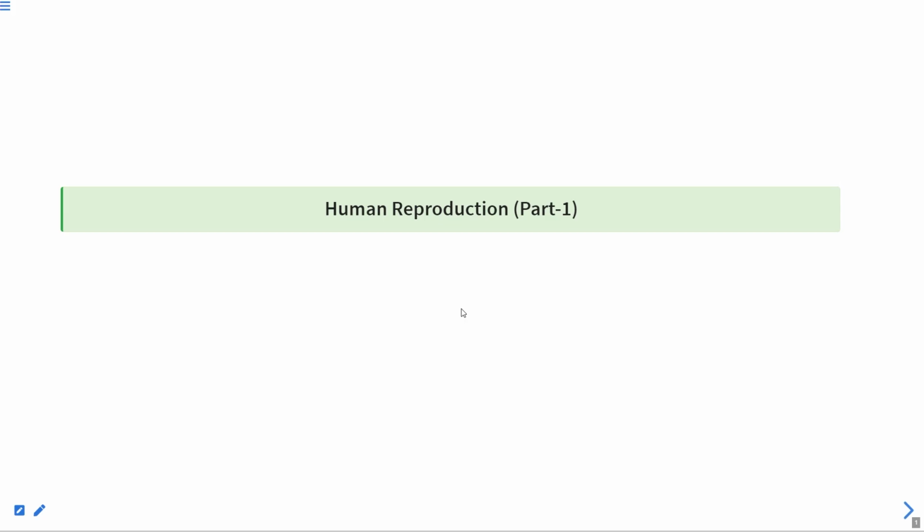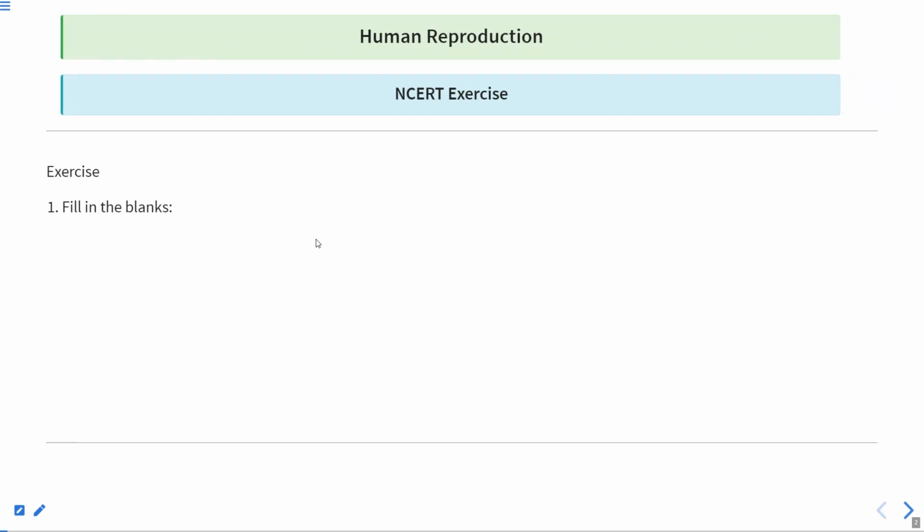Hello everyone and welcome to the biology lecture series, and today we'll be discussing the NCERT questions, the NCERT exercise for the topic human reproduction. Alright, so let's first start with the fill in the blanks.